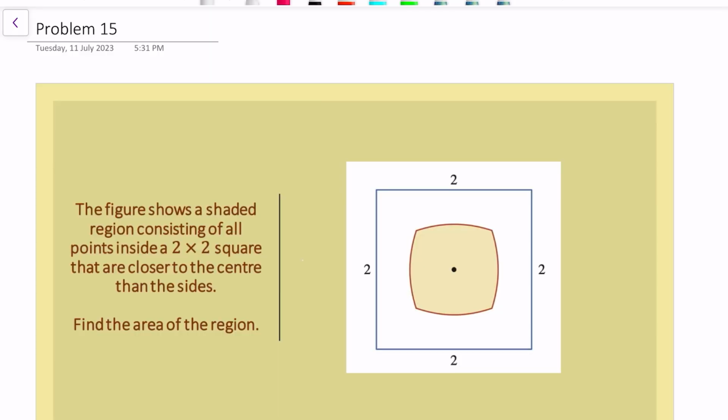Okay, so the trickiest part of this problem isn't really the integration, but actually the realization that the boundaries of this region are parabolas. And I'll show you two ways of deriving the equation of these parabolas. Once we've got the equation, the rest of the problem is pretty straightforward.